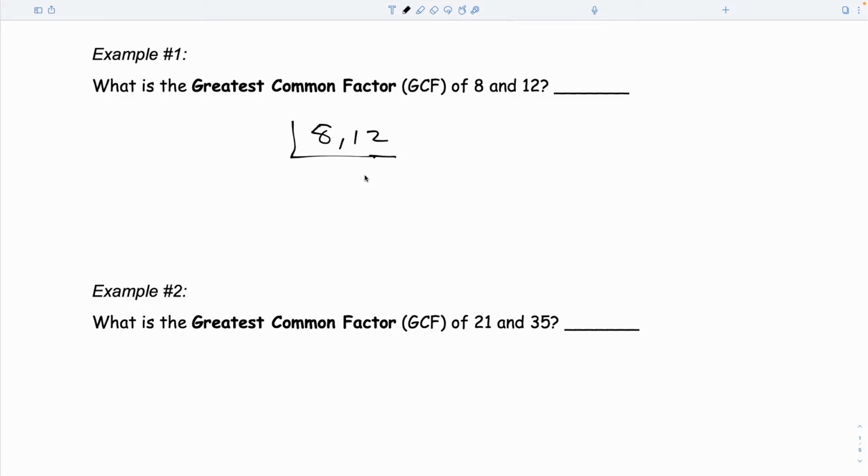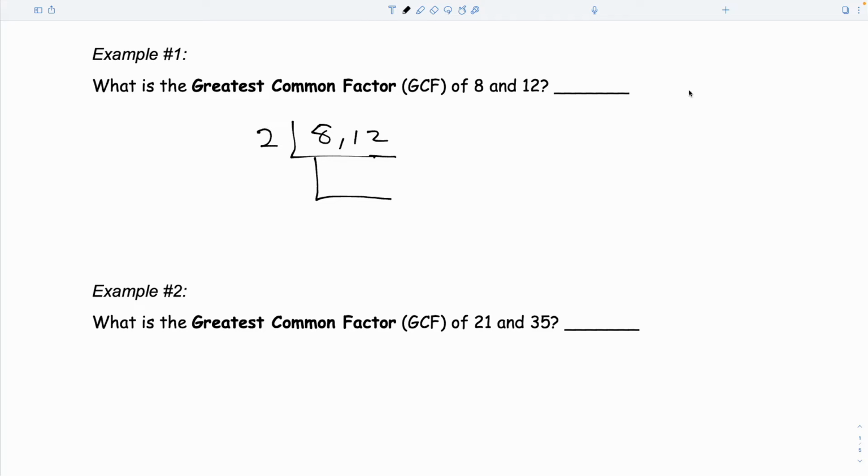I want the lowest number to start out with. So I'm going to go with, Sierra, what do you think? 2. Any other guesses? 4. You had a 4, but let's start with a 2. 4 would work. Let's just see what happens if we have a 2. So 2 is even. 8 and 12 are even. That's a trick. If there's even numbers, it always divides by 2.